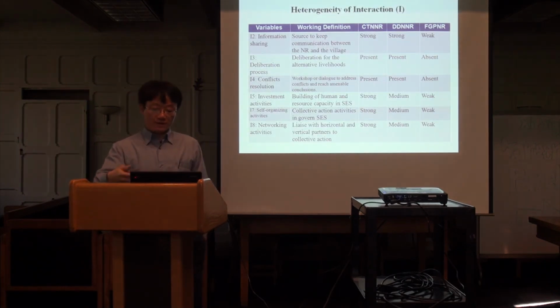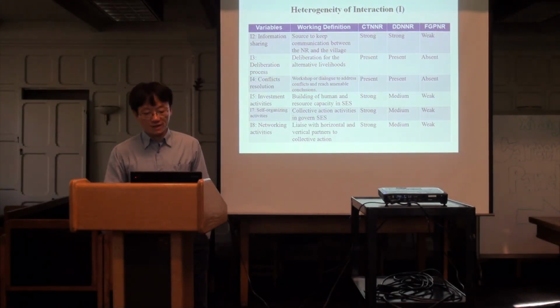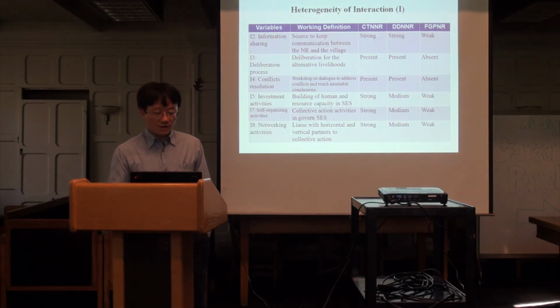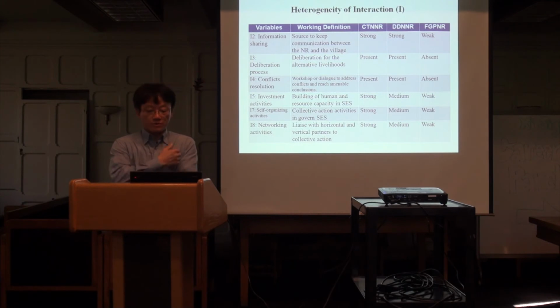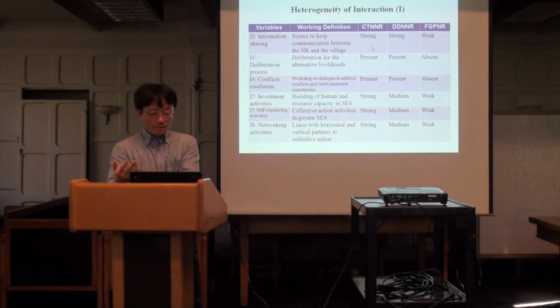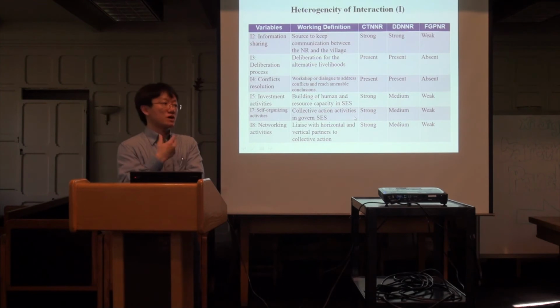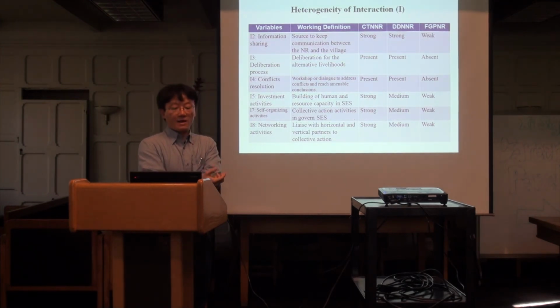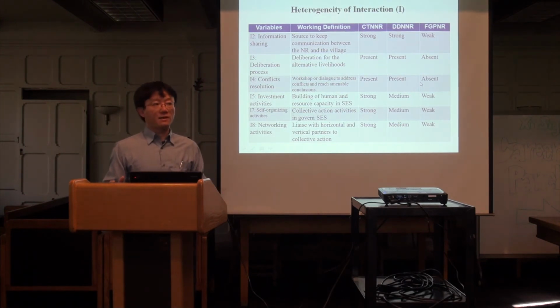Therefore, the sixth one is the interaction. That means the process among different systems. The first is information sharing. The second is the deliberation process. The third is conflict resolution. You might find that for the first one, they have very strong information sharing, and they have very strong self-organization activities. They also have very strong networking activities. But for the third one, everything is weak.